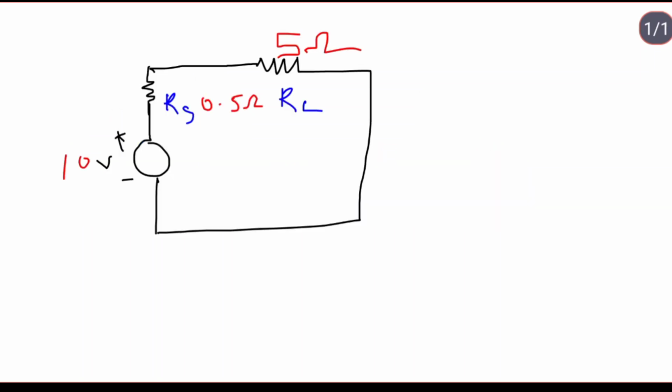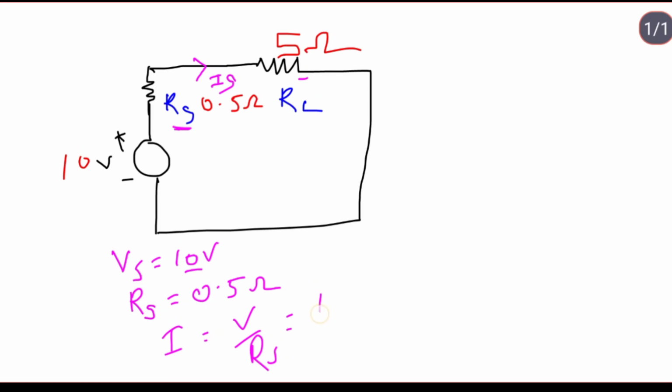For example, consider a voltage source of 10 volts with an internal resistance of 0.5 ohm and a load resistance of 5 ohm. For this circuit, convert the voltage source into a current source. First, Vs is 10 volts and the source resistance Rs is 0.5 ohm. We calculate Is equal to V by Rs, which is 10 by 0.5, equal to 20 amperes.